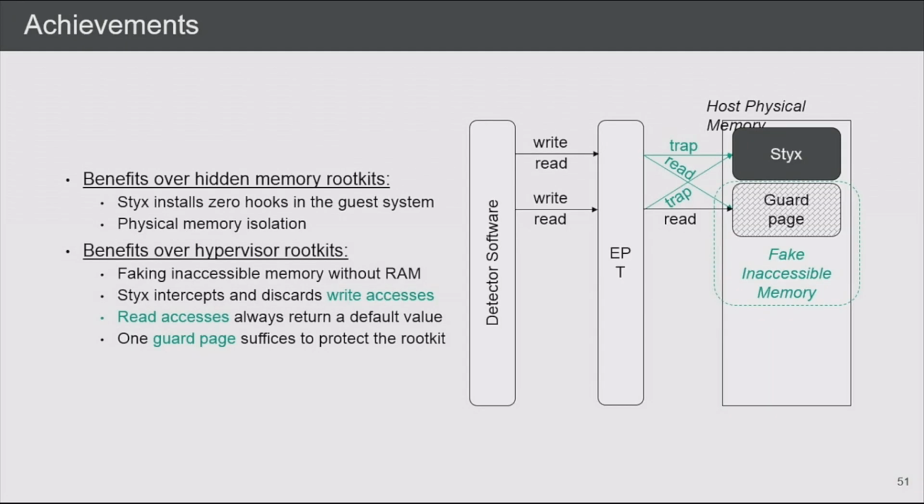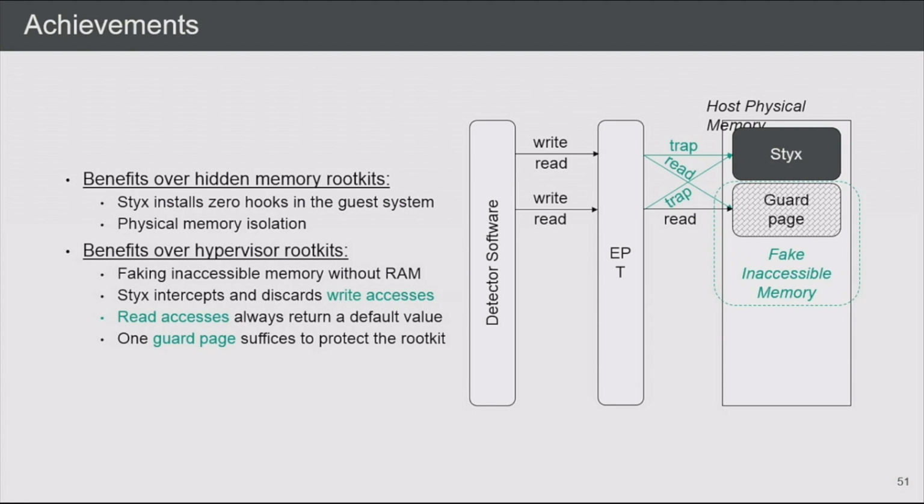So, what did we achieve? We have a few benefits over hidden memory rootkits. First of all, we don't need to install any hook in the system. All of it can be done through VT-x, and we also have isolated our memory from the guest. But we also have benefits over hypervisor rootkits, which was achieved by faking inaccessible memory without any RAM.